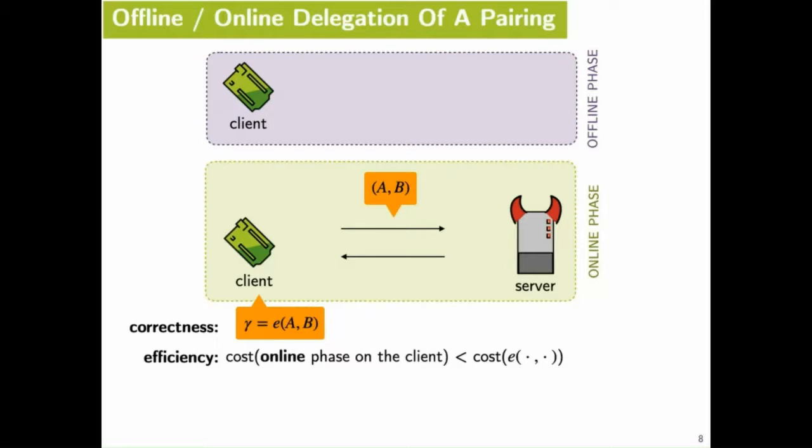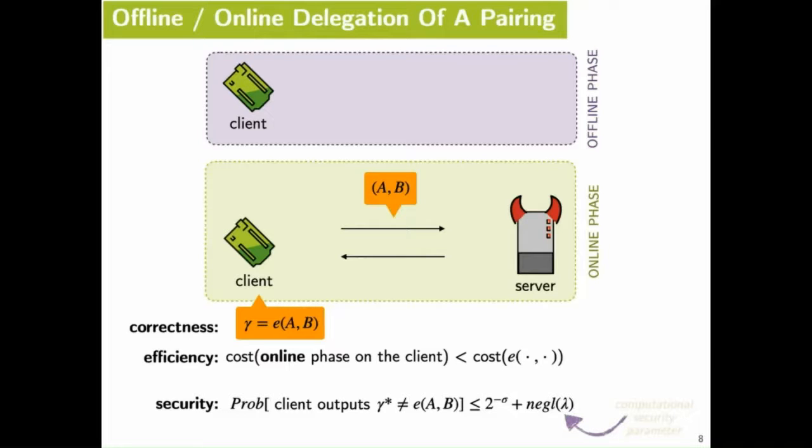This is motivated by the fact that the offline phase can be run at any point in time, possibly when the client has access to an electricity supply or maybe a trusted server, while the online phase is on demand and should be very fast. For security, we again demand that the client should output an incorrect value only with little probability.